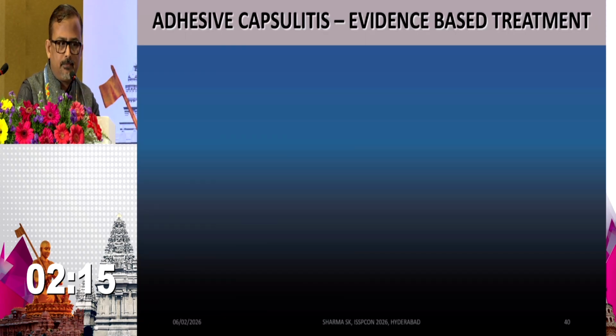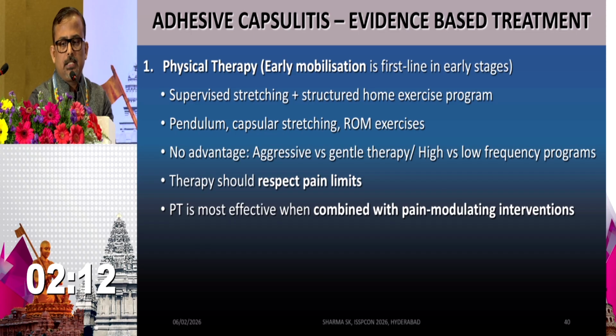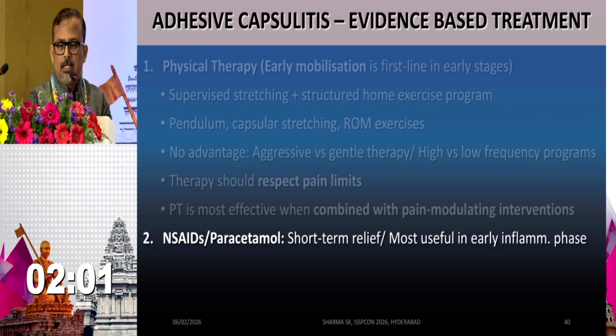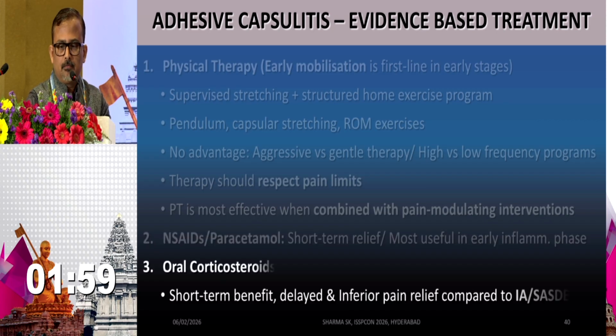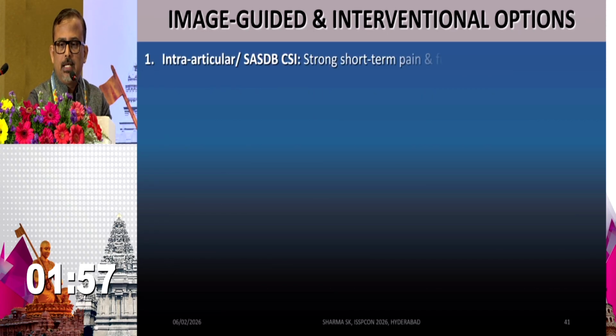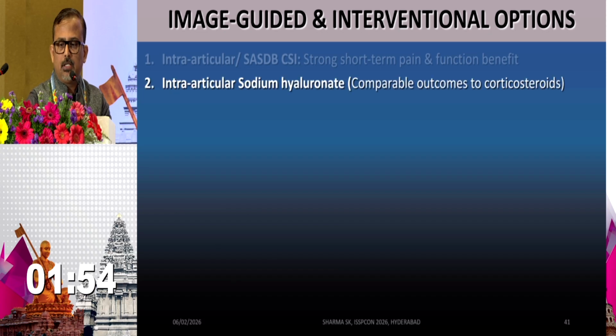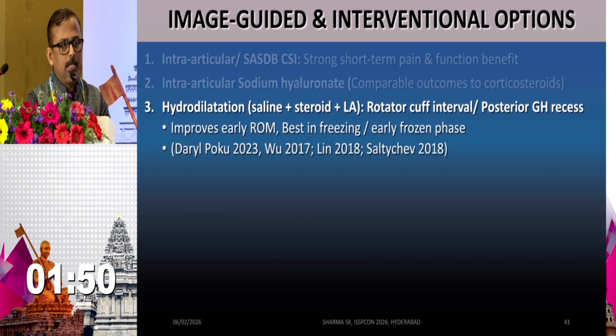Coming to adhesive capsulitis, the physical therapy again is most important. Here, you have the pendulum or the Codman's exercises, which are very important, especially in the initial phase when you have given an injection. Then NSAIDs and paracetamol, oral contraceptives. Image guided, again, you can give the intra-articular corticosteroids, sodium hyaluronate, and the most important is the hydrodilatation, and the technique I told, rotator cuff interval, is preferred over the posterior glenohumeral recess.